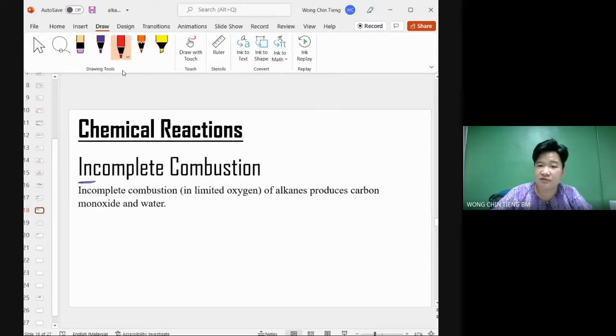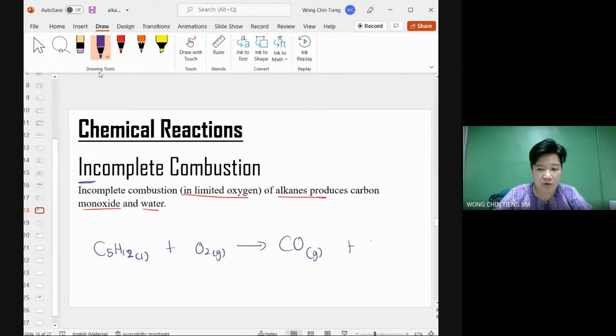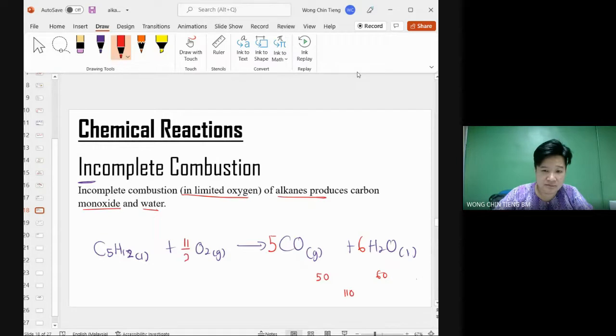So incomplete combustion, what makes it different? Limited oxygen, the alkane produces carbon monoxide and water. If I have the exact same C5H12 liquid with oxygen gas, the things that change are carbon monoxide and water. Carbon monoxide will still be 5, water still 6. But the number of oxygen you need changes from 16 just now to 11 only. So 11 over 2 O2, a fraction, no problem. Question? Everybody should know and be able to differentiate that.